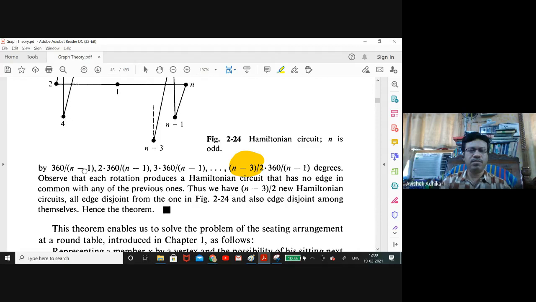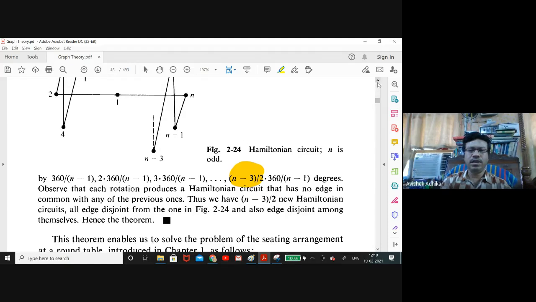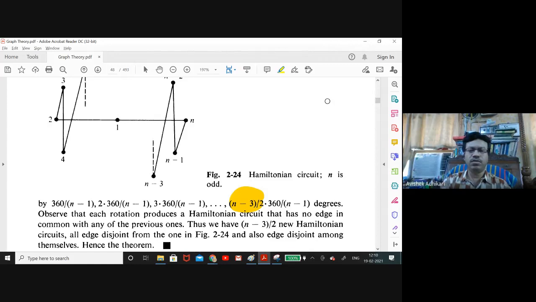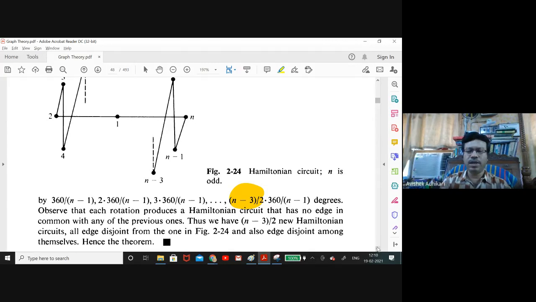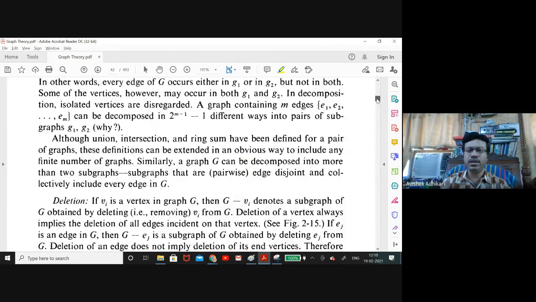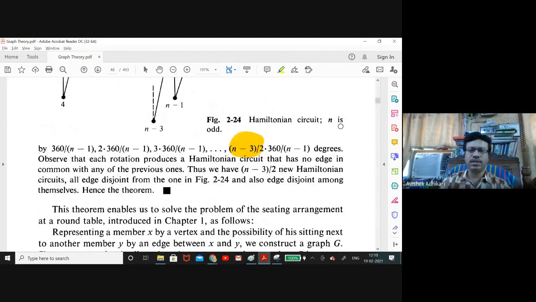It starts from, if you can count this 1, 2, 3, and n minus 3 by 2, then there are this many rotations. Remember, you started with the initial phase where 1, 2, 3. That means here the rotation was 0. So along with this many, there will be one more. So altogether, you will have n minus 1 by 2 many such circuits. So that's the proof of this.